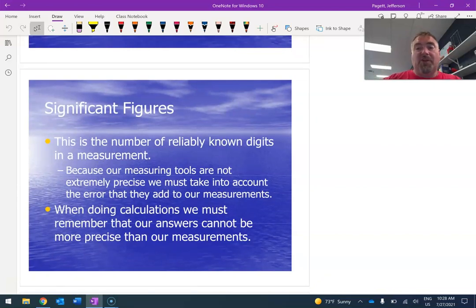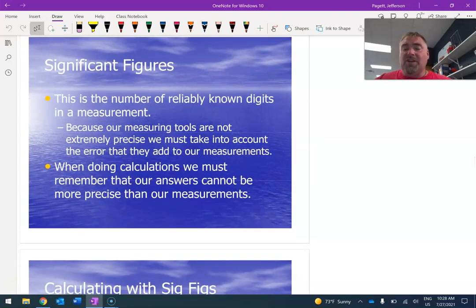You should remember some of this from chemistry, maybe a little bit from physics, but basically it's a way to know the number of reliably known digits in a measurement and the subsequent calculations from that measurement. Because our measuring tools are not extremely precise, especially in this class, we have to take into account the error that's introduced every time we take a measurement. When doing those calculations, those errors can become compounded. I'll give you an example.